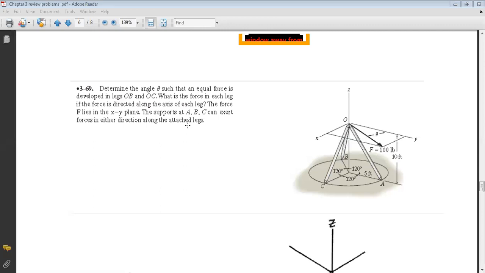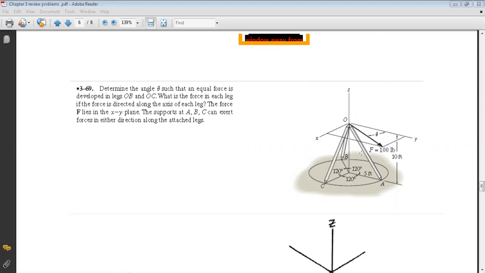Okay, so what do we have here? We have a force F that is applied on point O, and it's making a certain angle theta with Y, and F is in plane XY. It does not have a Z component. Okay, and we have three legs, OC, OB, and OA.